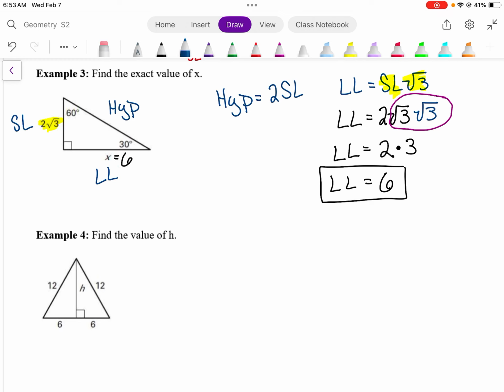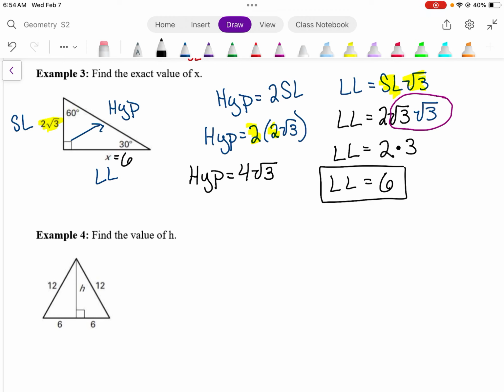It doesn't ask for the length of the hypotenuse, but we're going to go ahead and find that as well. So our hypotenuse is 2 times the short leg, or 2 times 2 square roots of 3. And you would just multiply together the values that are outside of the square root sign. So 2 times 2 is 4. So our hypotenuse would be 4 square roots of 3.